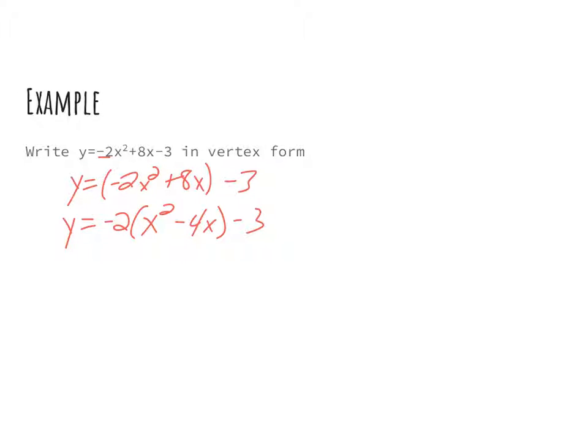Then I'm going to complete the square again off to the side. I've got my b value of 4. If I divide that by 2, I get 2. And if I square that, I get 4. So I'm going to add 4 onto the inside.